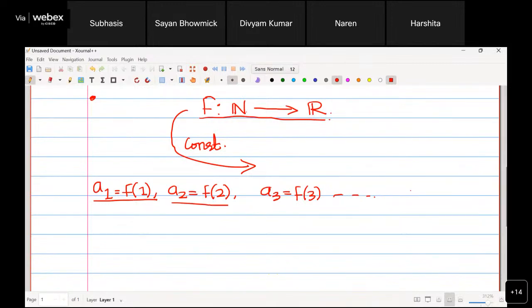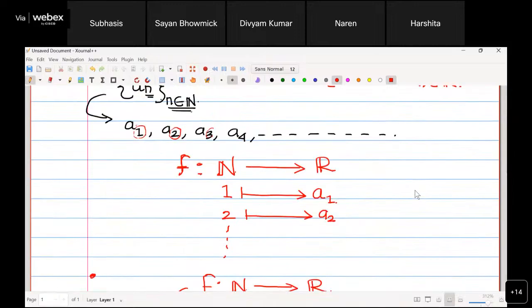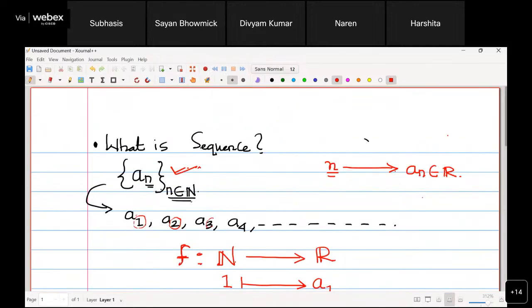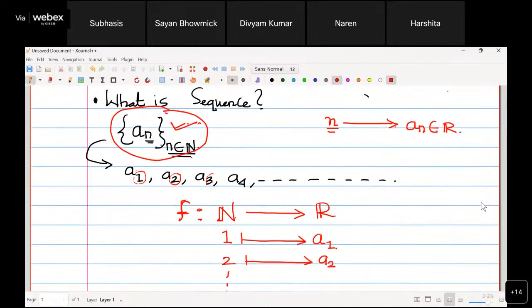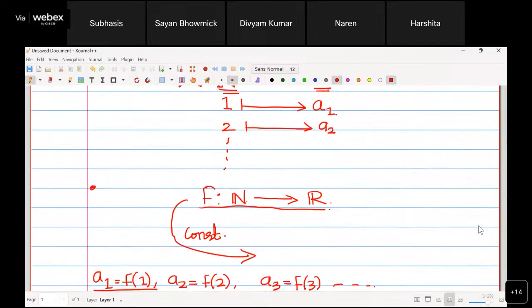And the third term, and so on. Here I have started with a sequence, and I have constructed a function from the set of all natural numbers to R. Here I am doing the complete opposite thing. I have a function, and we are creating a sequence out of it. Got it, sir. Got it.